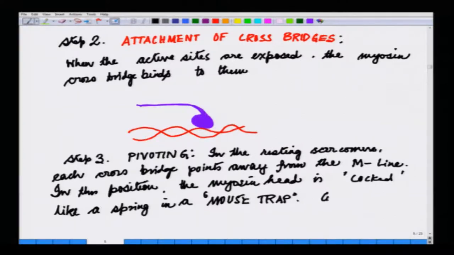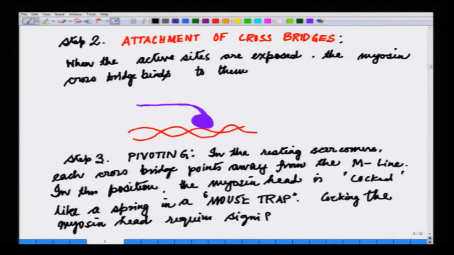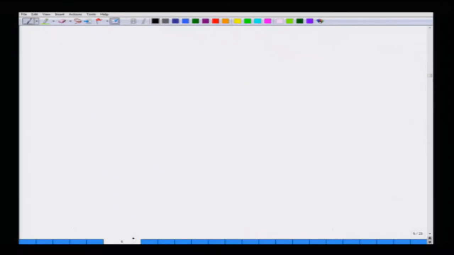And this cocking the myosin head requires a significant amount of energy. So, essentially this is an energy driven process, and here the energy is supplied by the ATP molecule.